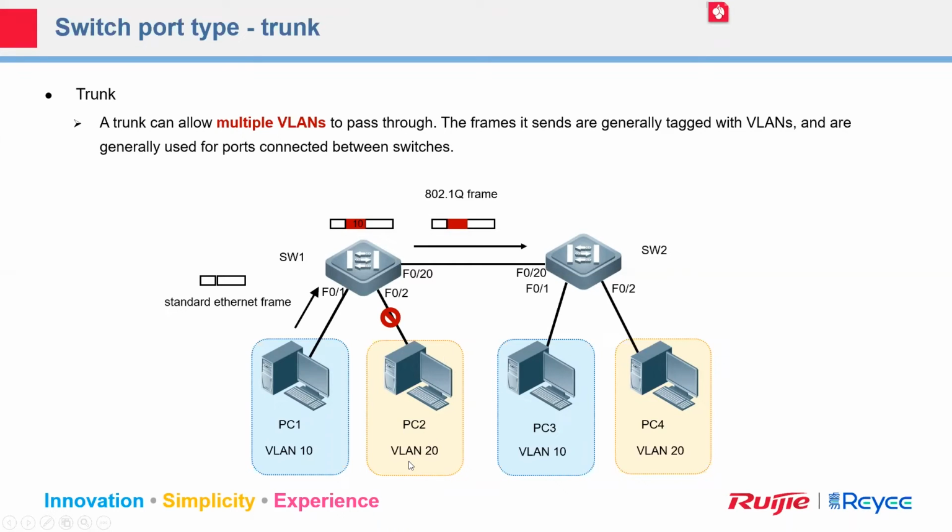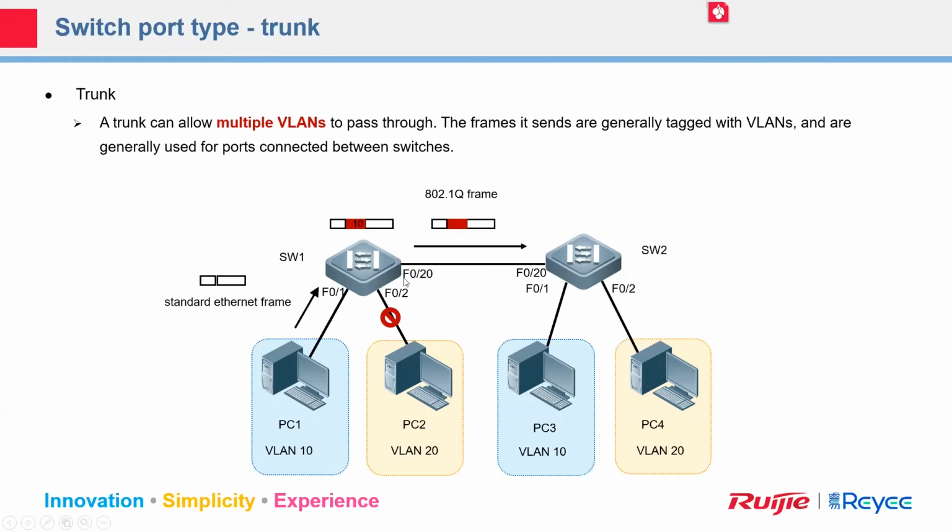The same process for the VLAN 20, I send to the switch 1. The switch 1 will add the VLAN 20. This packet also can be sent out of the interface 20 with the VLAN 20 tag to the switch 2, finally sent to the PC4. So this is a function of the trunk.